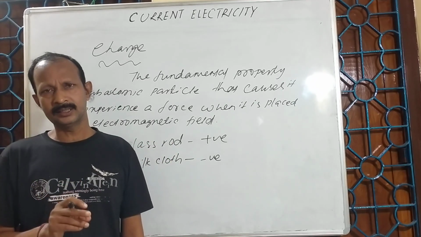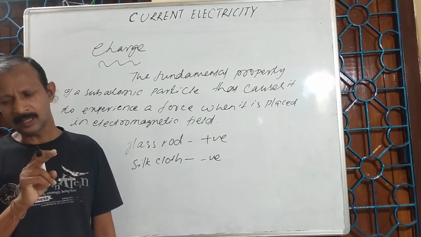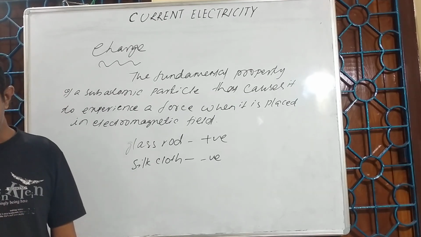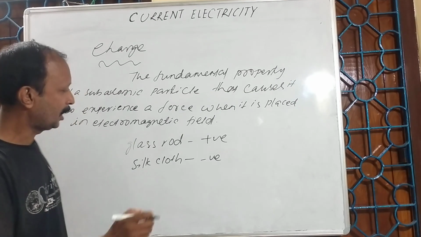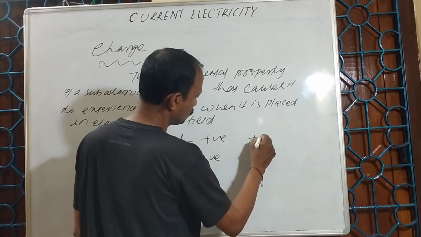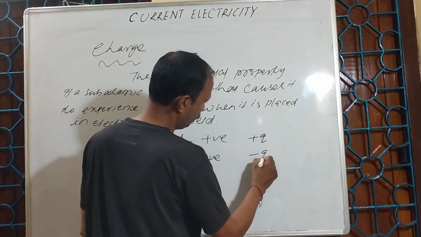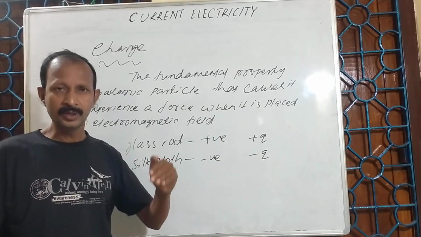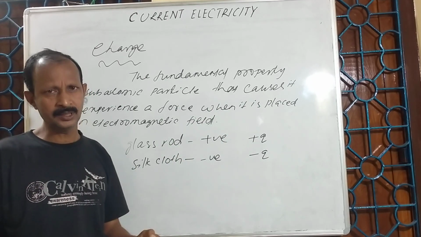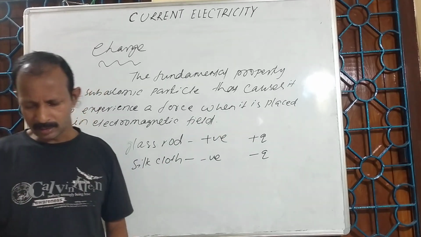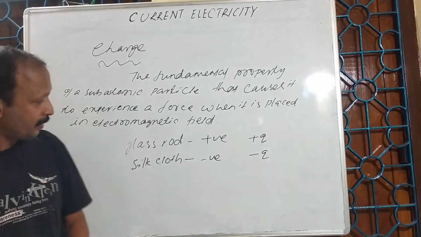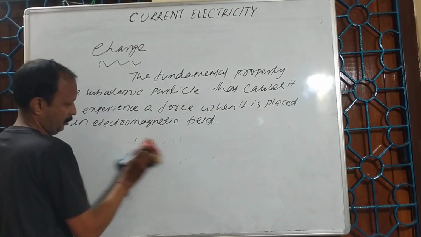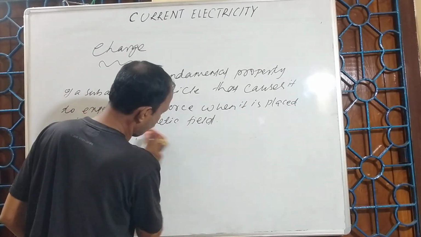So it is clear that there are two types of charges. One is positive charge, whereas the other is negative charge. Generally, positive charge we mention as plus Q, negative charge we mention as minus Q. We use Q for the charge purposes. In some places we can also use capital Q. It is not a matter. So let us discuss more about the nature of the charge.